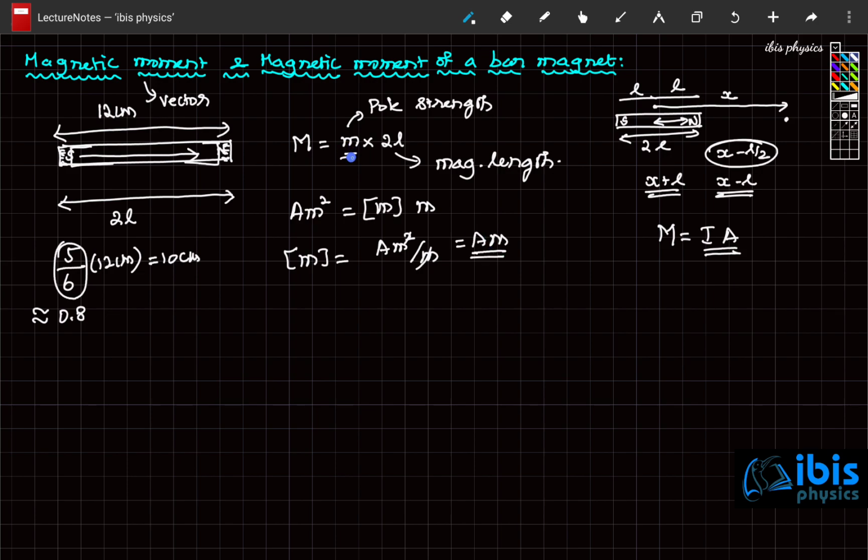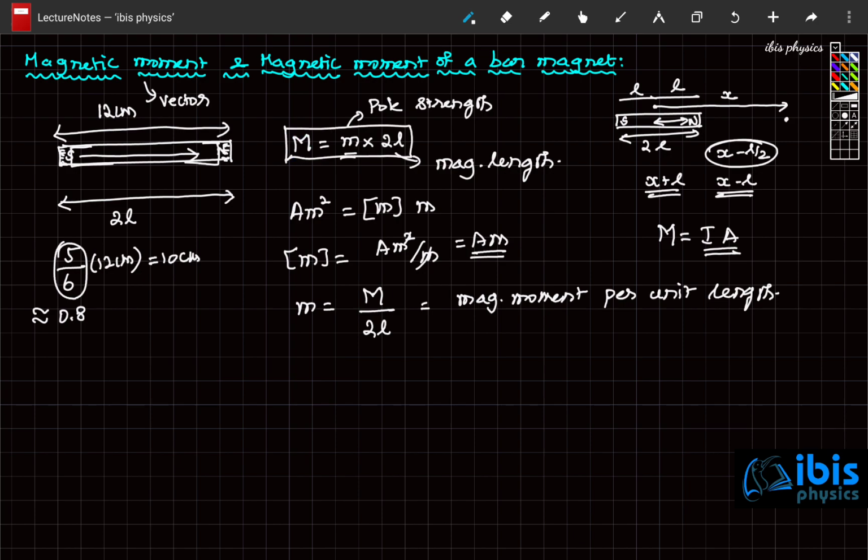How do we define the pole strength? The pole strength is defined as magnetic moment by length of the magnet, which we can say is magnetic moment per unit length, or per unit magnetic length. So this is how we define pole strength. Actually, this is a classical way of writing the magnetic moment, and this pole strength is very similar to electric charge.